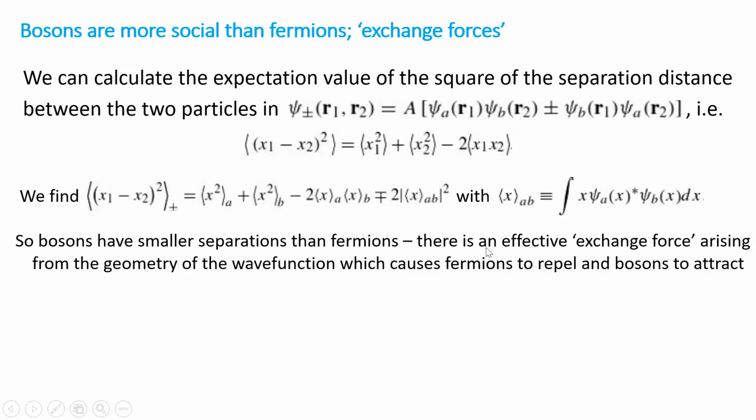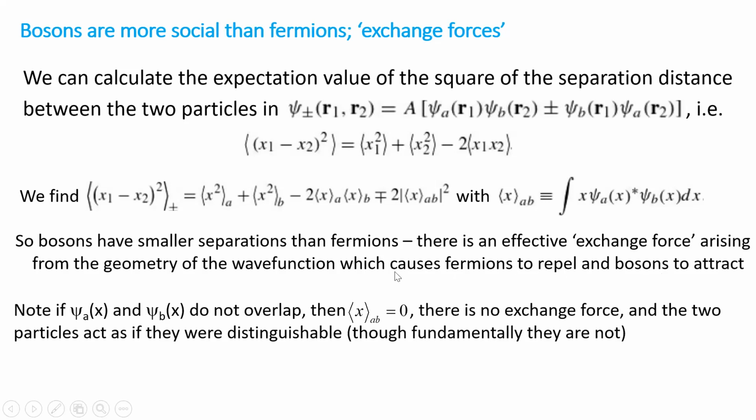So this is really interesting, there's an effective exchange force arising from the geometry of the wave function. When I say geometry, I mean whether it's symmetric or anti-symmetric under exchange of the particles, which causes fermions to effectively repel each other somewhat and bosons to attract each other somewhat. So that's why we say bosons are more social than fermions. Fermions tend to repel and keep to themselves, occupy separate states. Bosons tend to attract each other and occupy common states.